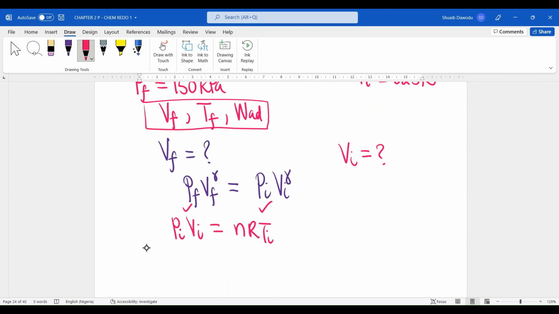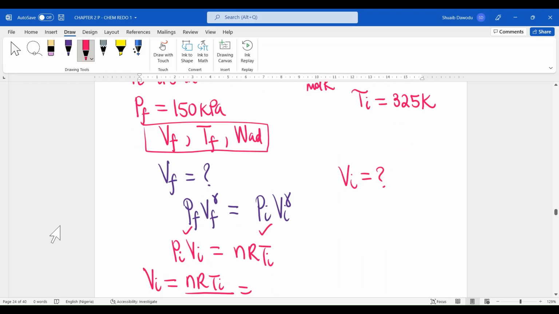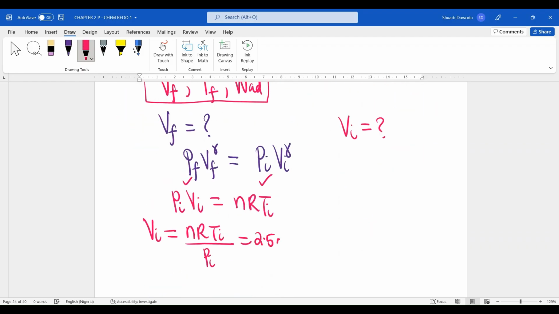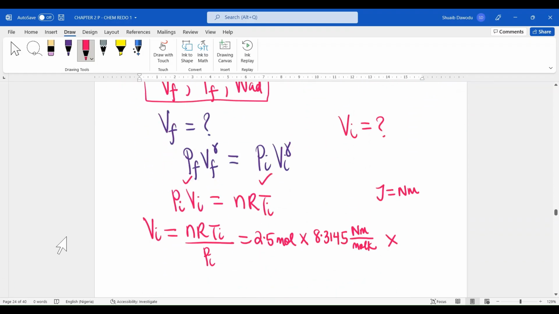So we determine V initial to be nRT initial divided by P initial. We have the number of moles, 2.5 mole. We have R, 8.3145 joule per mole Kelvin, which I can write as Newton meter divided by mole Kelvin, because joule is equal to Newton meter. Times temperature: T initial was 325 Kelvin.